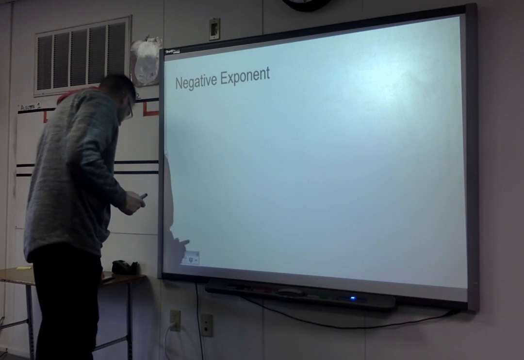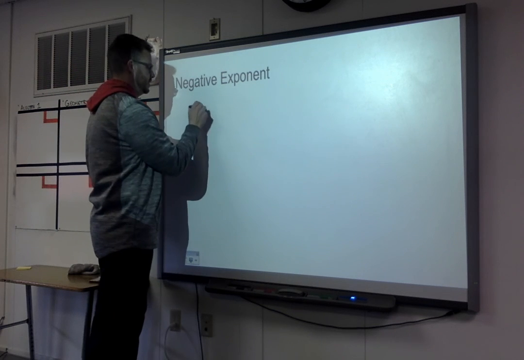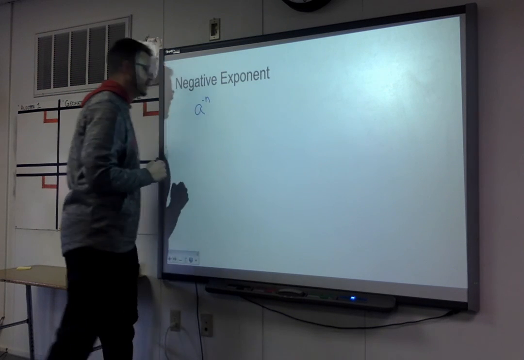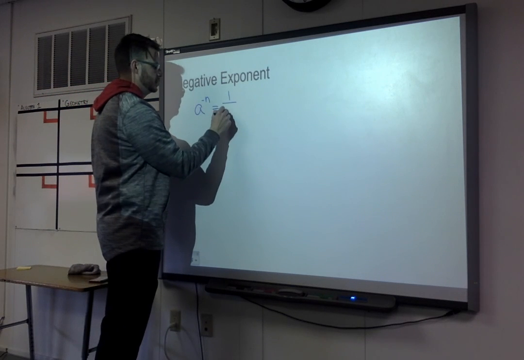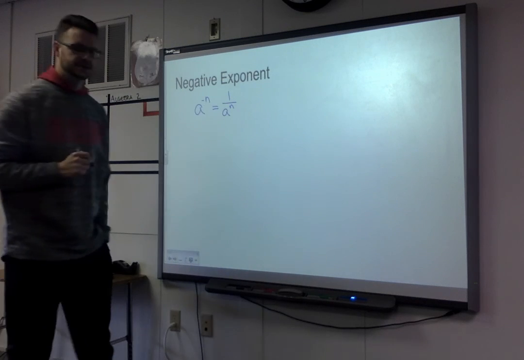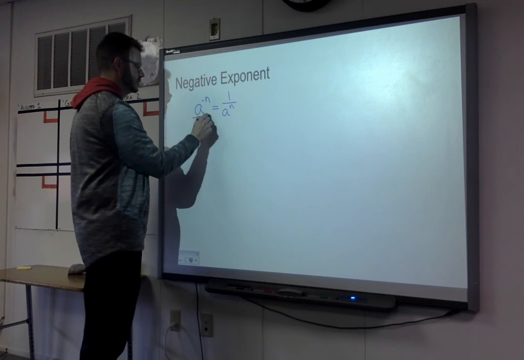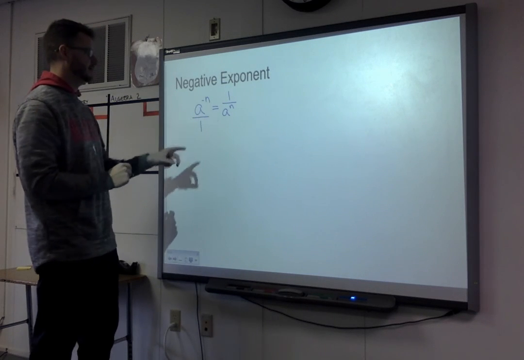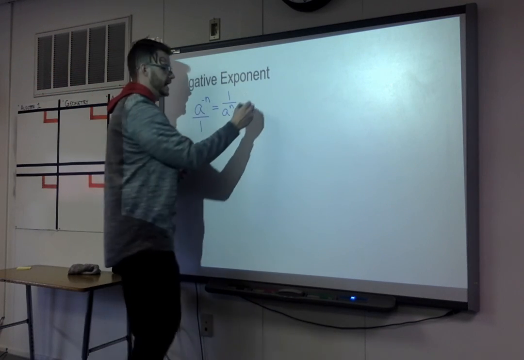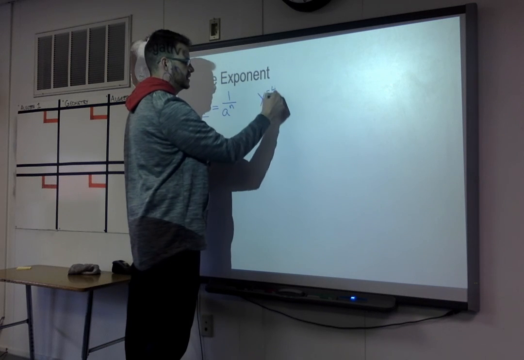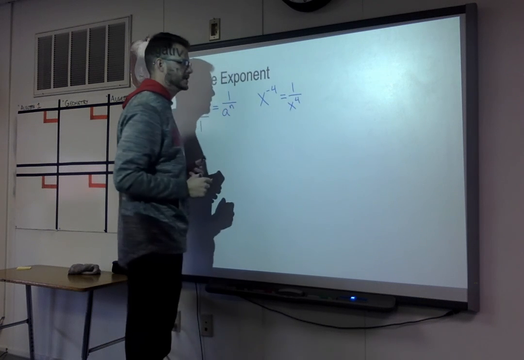So I had an example there where I said that a to the power of negative n would become 1 over a to the positive nth power. Because really, a to the negative n, we could say, is over 1. So we flip that fraction and make the power positive. So if we have x to the negative 4th power, that would become 1 over x to the positive 4th.